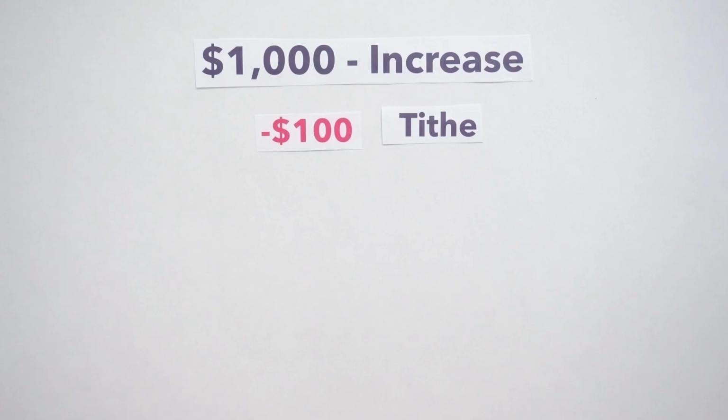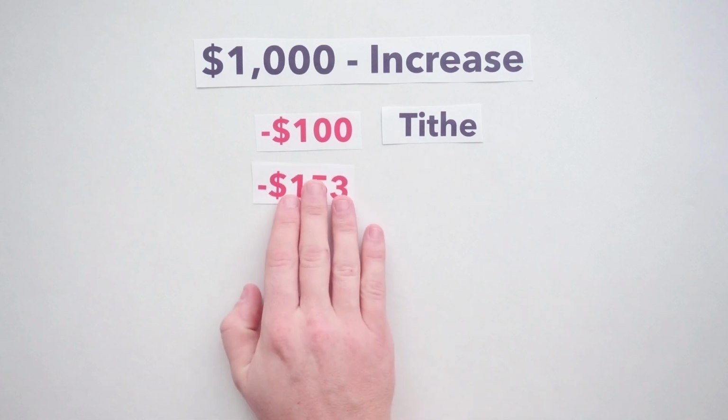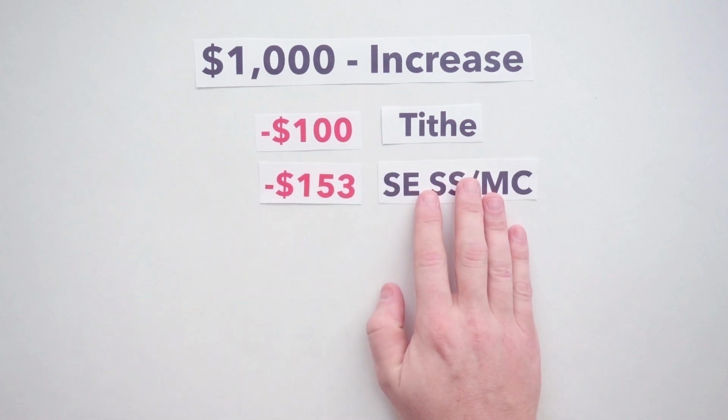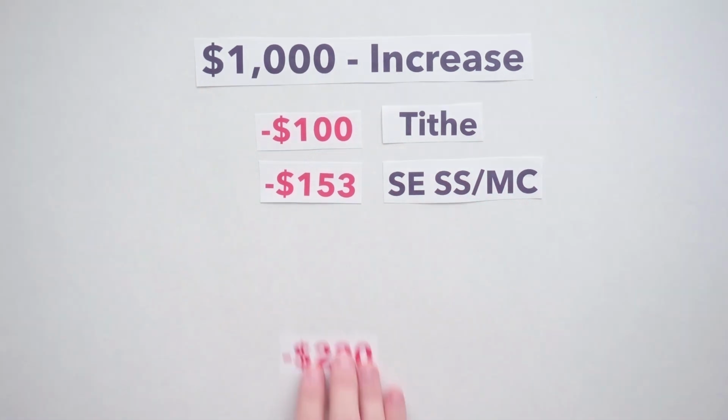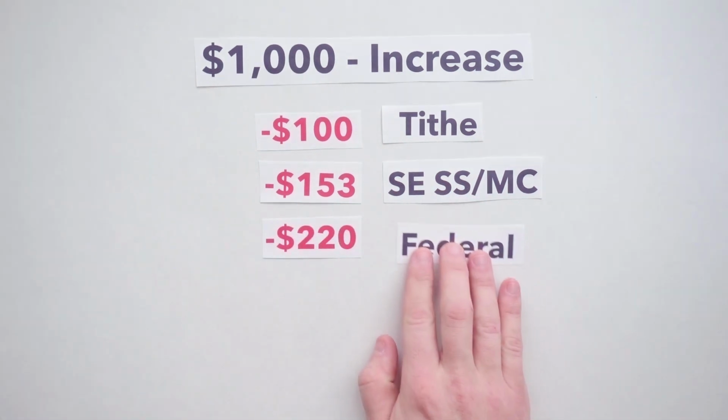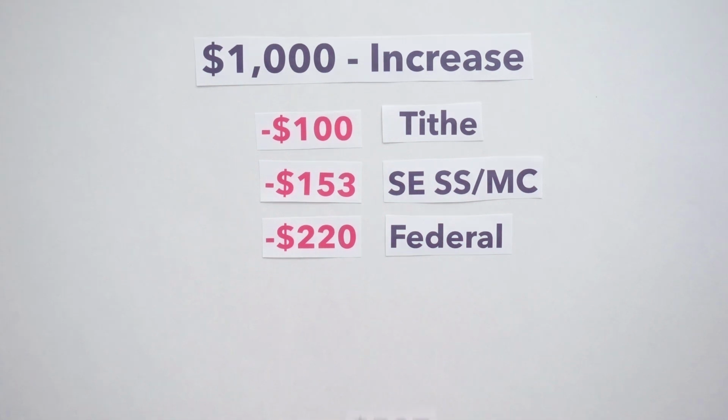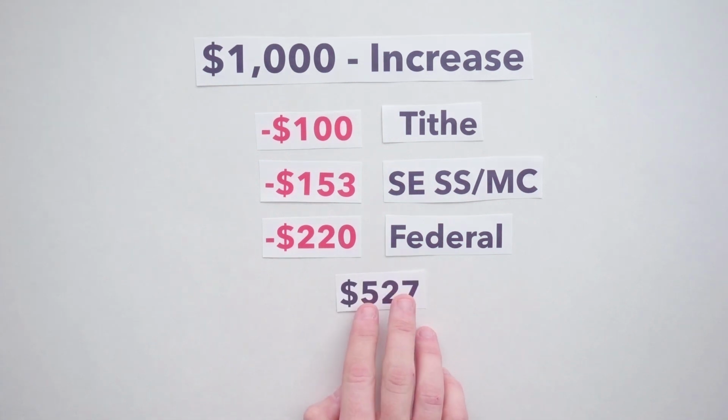Then you've got your federal income taxes. Now let's assume that you're in a $50,000 tax bracket. Well, this year that would be a 22% marginal tax rate. So on that $1,000 that you brought home, you have $153 for Social Security and Medicare and $220 for federal income taxes. So after tithing, self-employment, and federal taxes, you're left with $527.